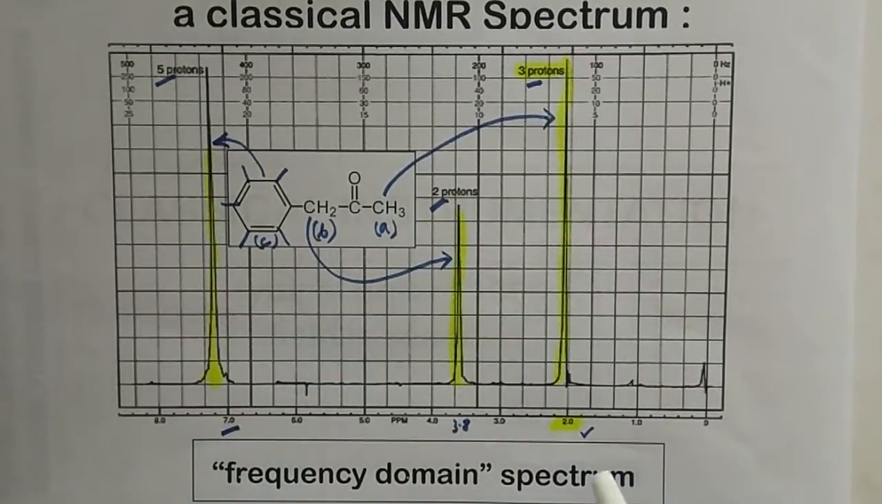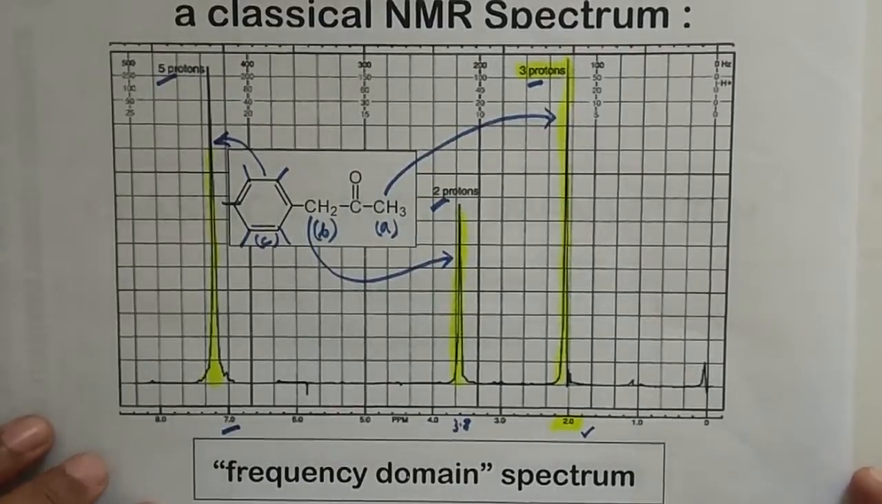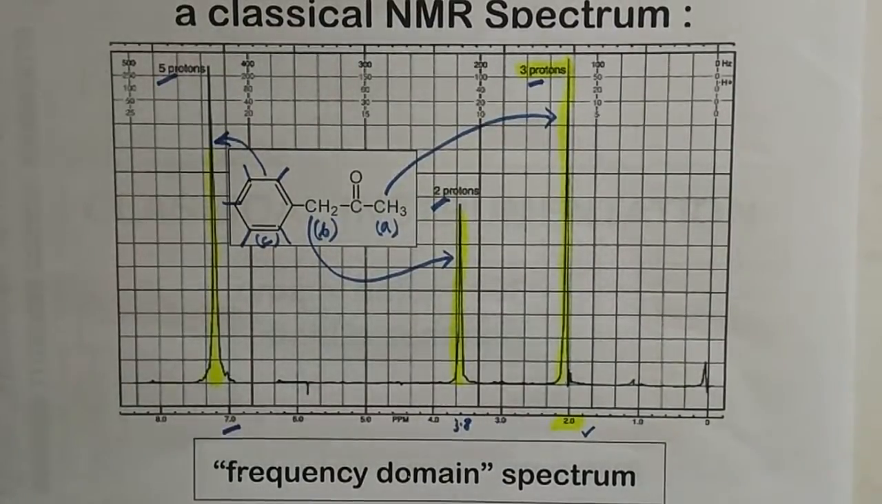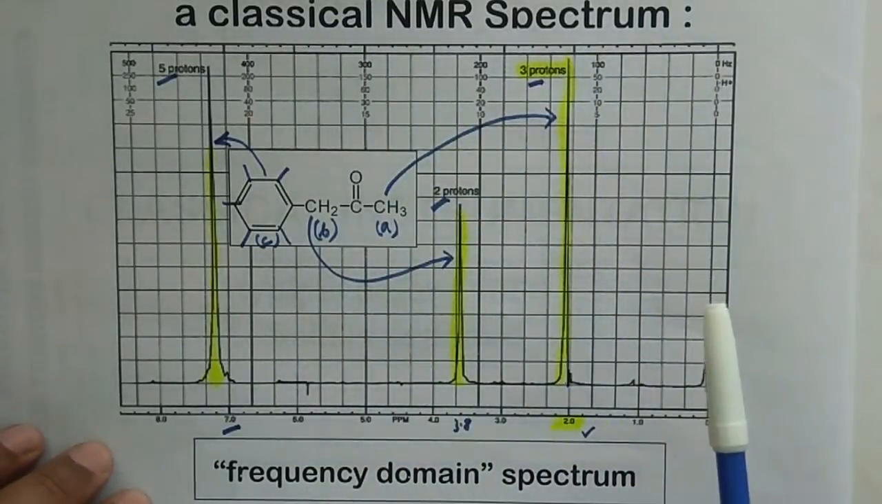Once you get the FID, this FID is transformed into the classical spectrum. So this was the concept of how you get your NMR signal, right? T1, T2 relaxation, and then the FID, and you pass this FID through the Fourier transformation series, right?